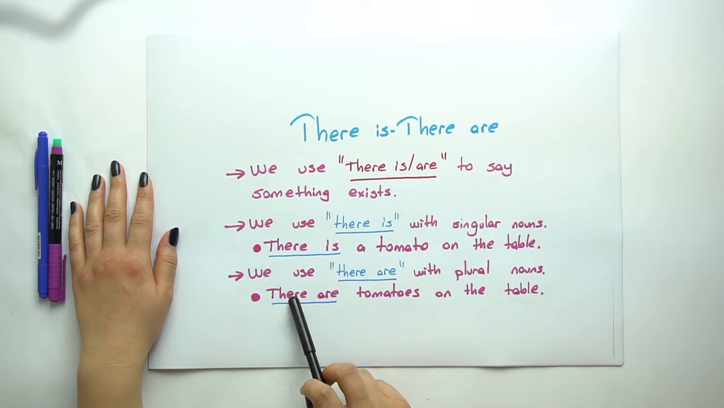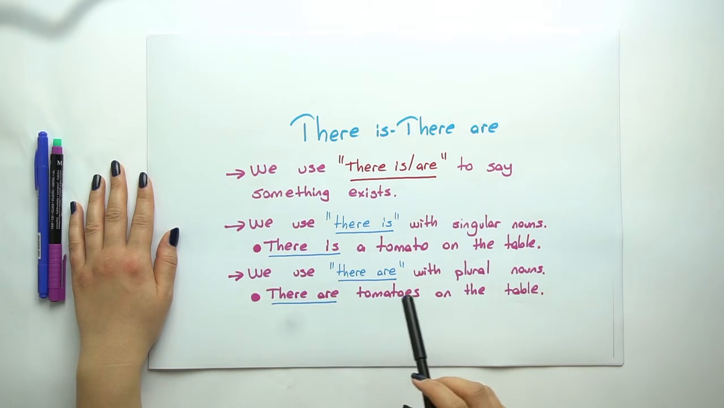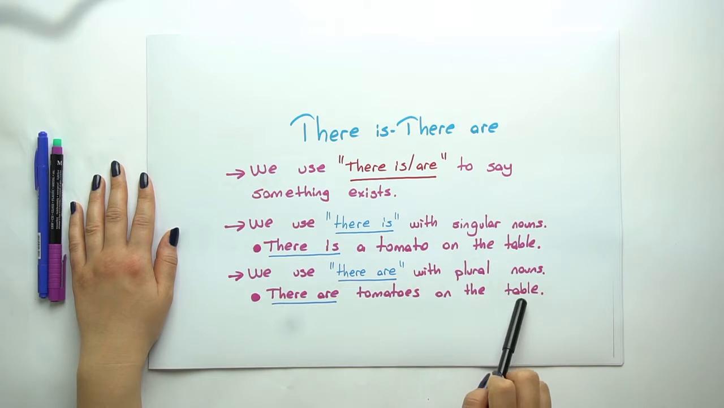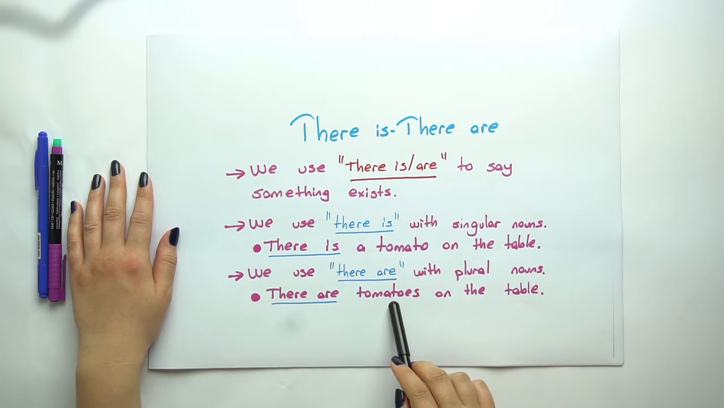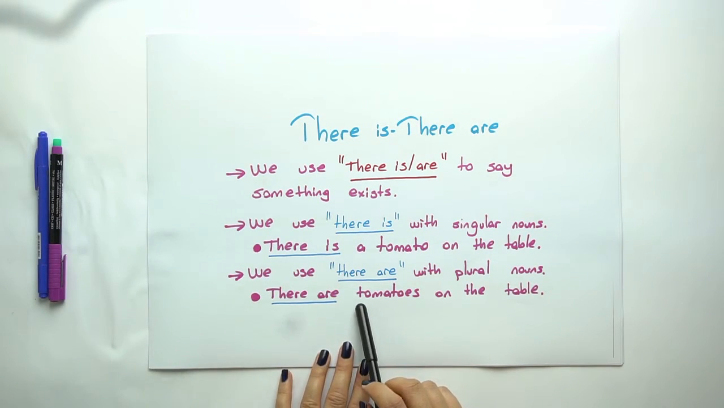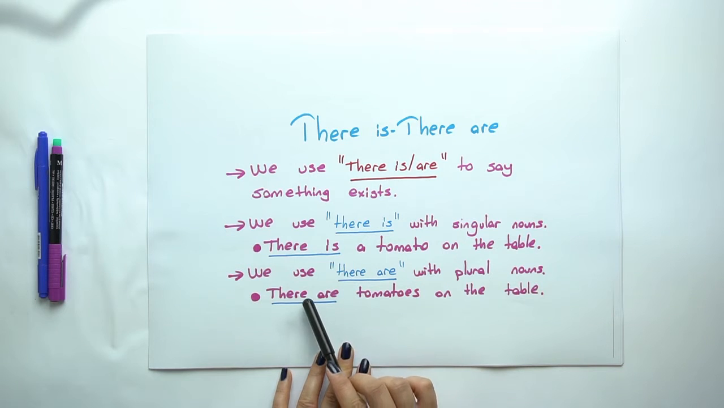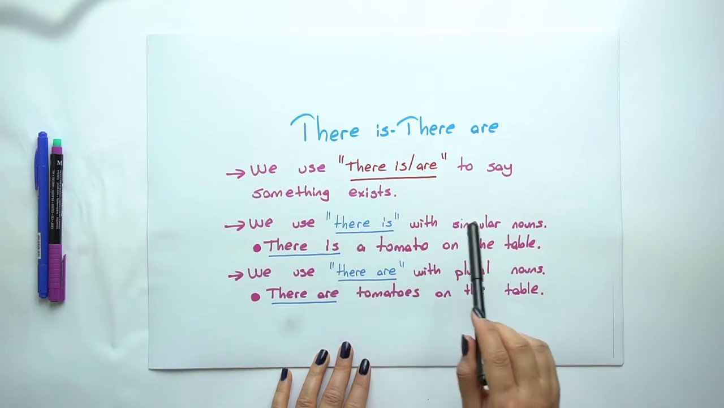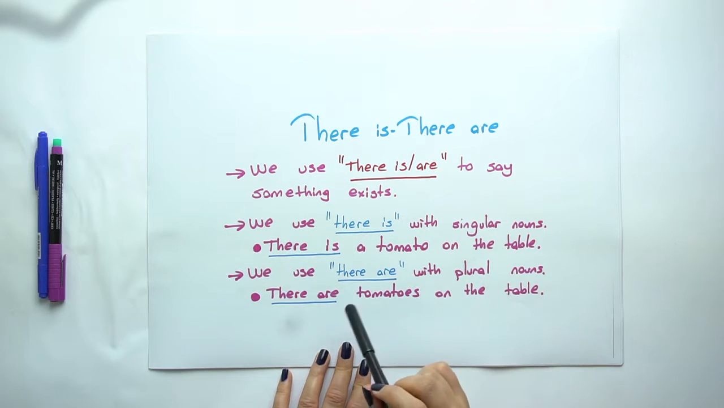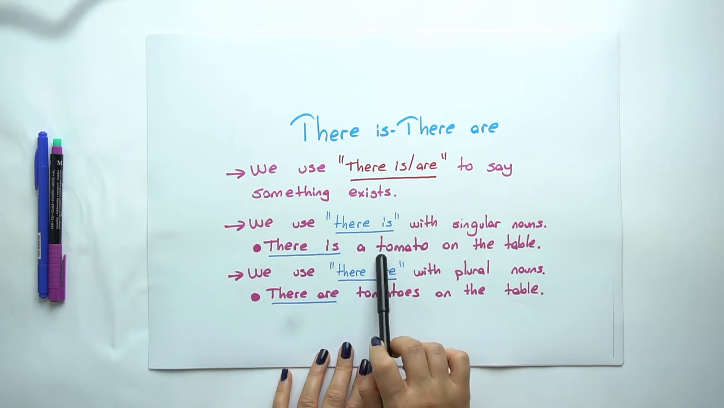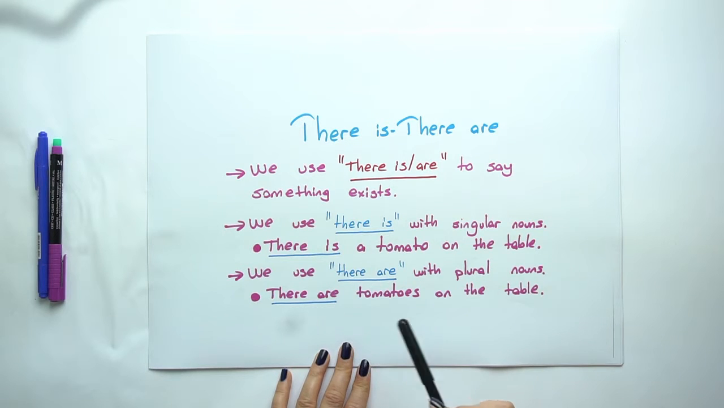Now, look at the example. There are tomatoes on the table. You can see that this time we use tomato in the plural form. So that's why we can say there are tomatoes on the table. Remember, we always use there is with singular nouns and we use there are with plural nouns.